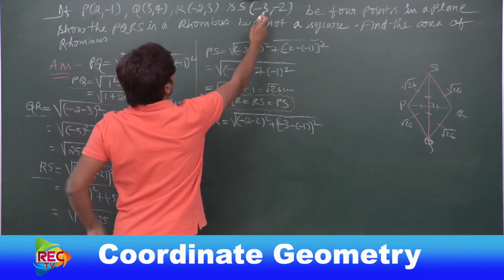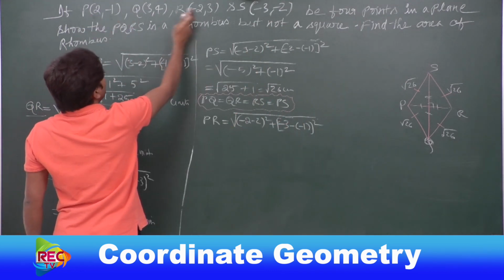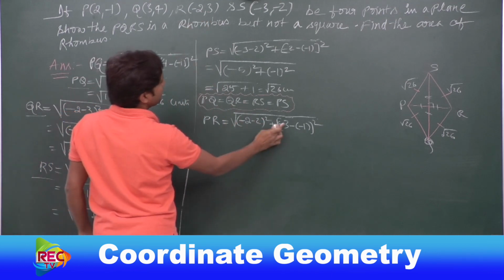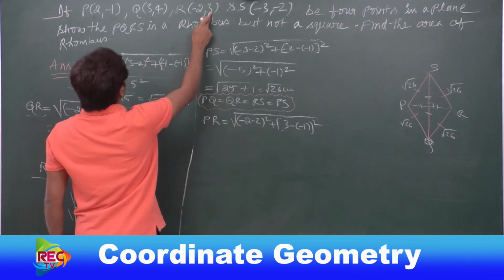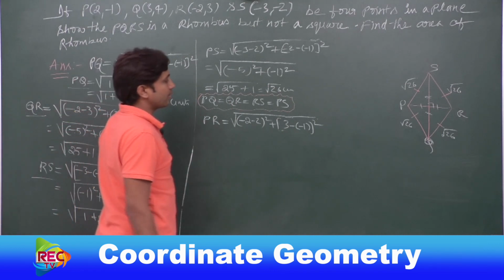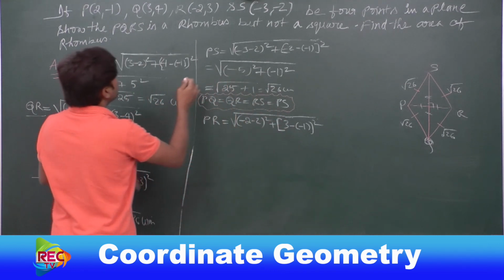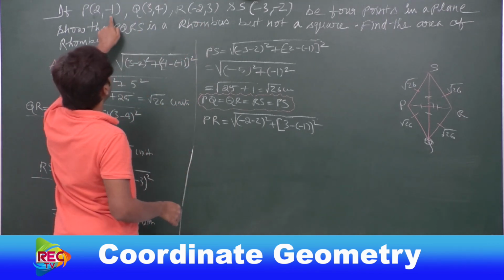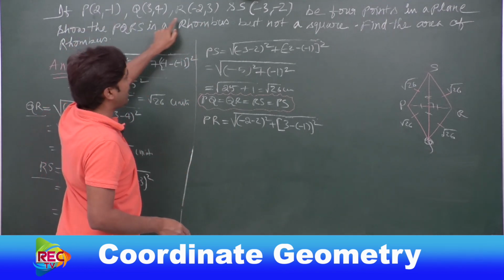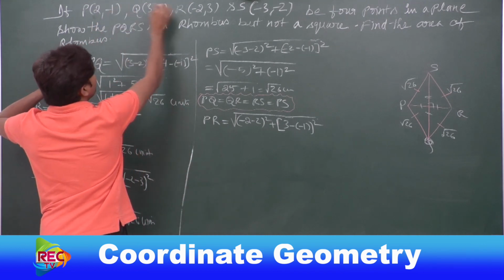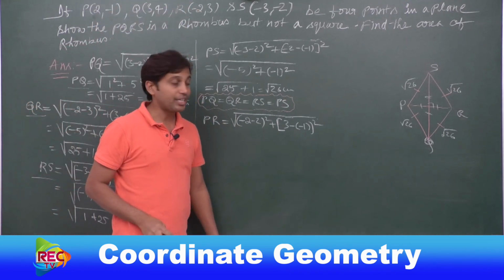Right? See, minus 2 whole square, this is not minus 3 plus 3, sorry, 3 minus of minus 1 whole square. I am sorry to say this is not minus 3, I have forgotten. See, this is 3 minus of minus 1 whole square, which is PR. Okay, distance between this and this. Okay, let me tell you.